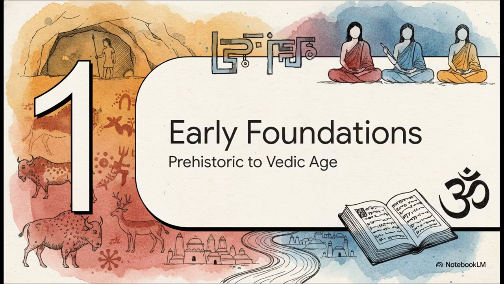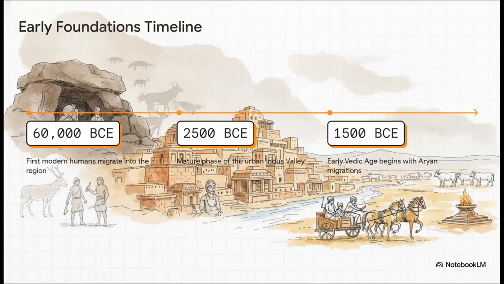All right, let's start at the very beginning with epoch number 1, early foundations. This takes us all the way from prehistoric cave dwellers to the foundational texts of classical Hinduism. Let's set the scene. Picture this. For literally tens of thousands of years, early humans lived out their lives as hunter-gatherers in rock shelters like Bhimbetka. But as the climate warmed up, agriculture took root, and that led to a brilliant leap forward.